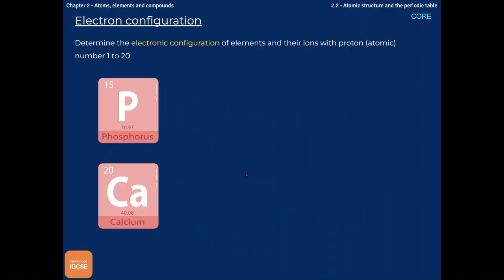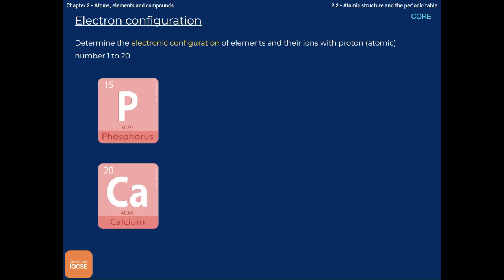So I want you now to try and write the electron configurations for phosphorus, which is atomic number 15, and calcium, which is atomic number 20. Take maybe 2 minutes. I would draw those pictures, right? That helps to draw the shells. And then write down how many shells it has and the electron configuration, which is that last little bit. So take a couple minutes and try that.